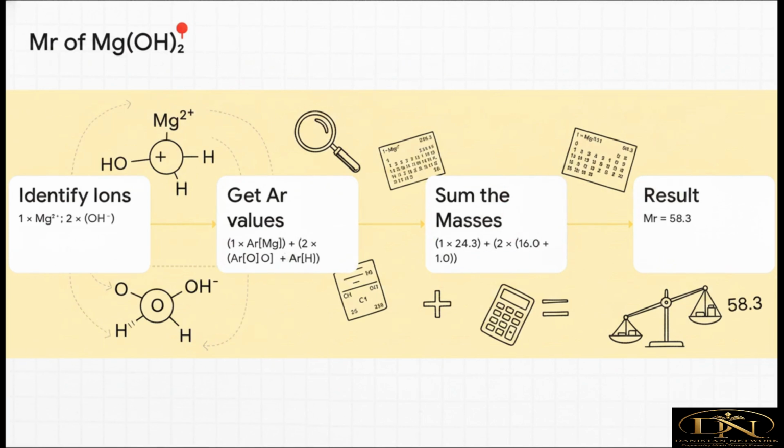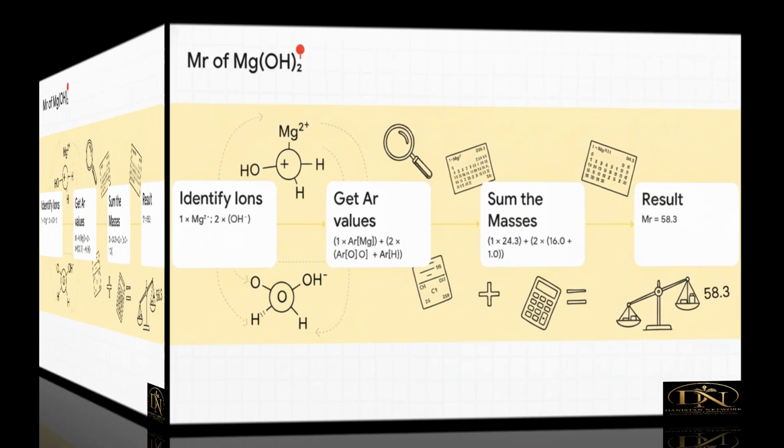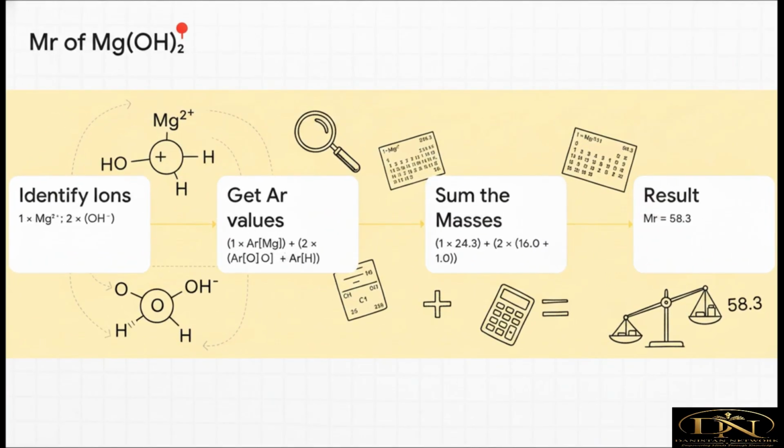Easy! And the same exact logic works for ionic compounds too. We sometimes call it relative formula mass, but we still use the same symbol, Mr. So for magnesium hydroxide, we have one magnesium, which is 24.3, and then we have 2 of those OH groups. So we figure out the mass of one OH, that's 16 for the oxygen plus 1 for the hydrogen, so 17. We've got 2 of them, so that's 34.